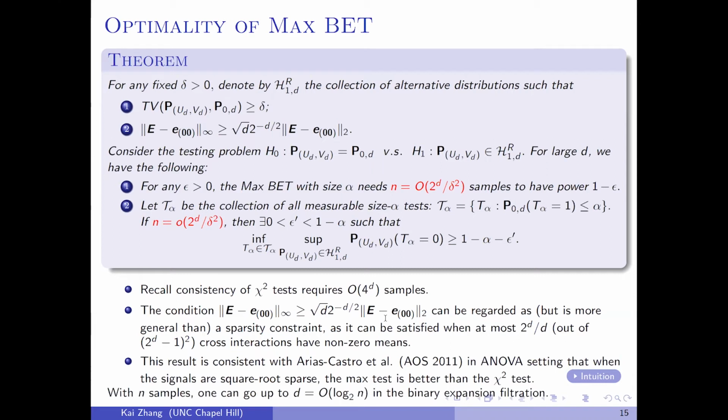The third remark is that this result is consistent with existing results in the ANOVA setting, that when signals are square root sparse, the max test is much more powerful than the chi-square test. The last remark is that the rate here implies that if we are given a sample size n, then we can go as deep as log 2 n in the binary expansion filtration without losing power.